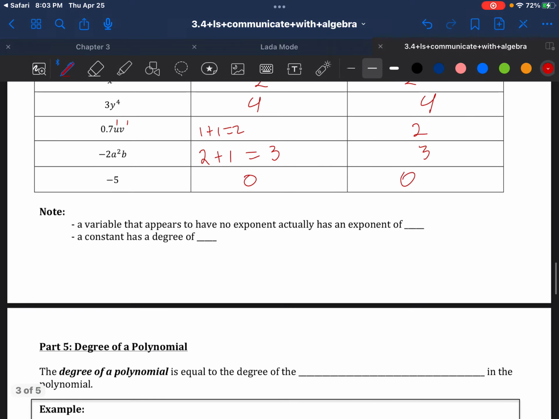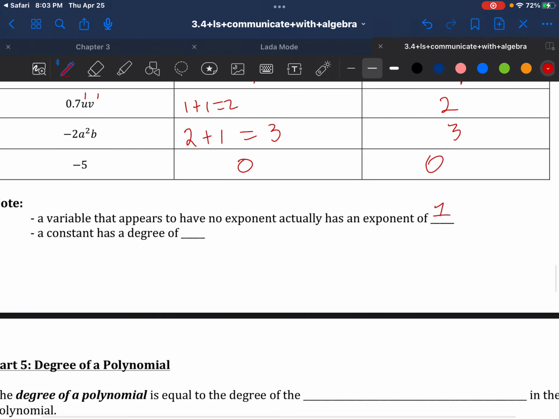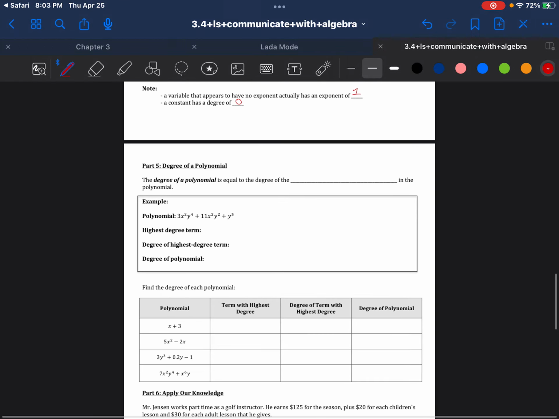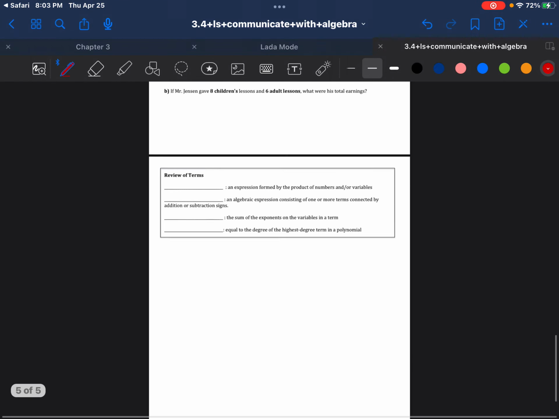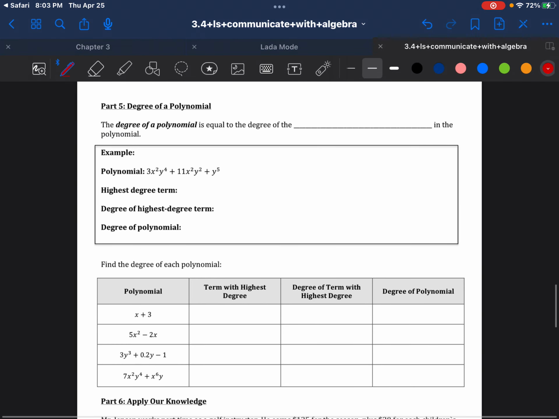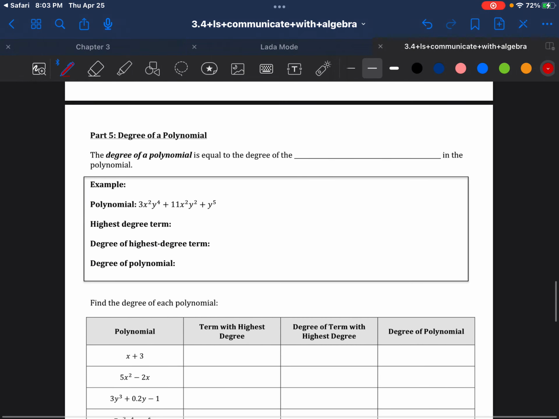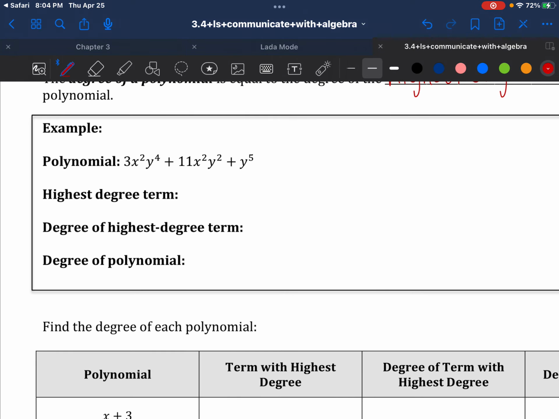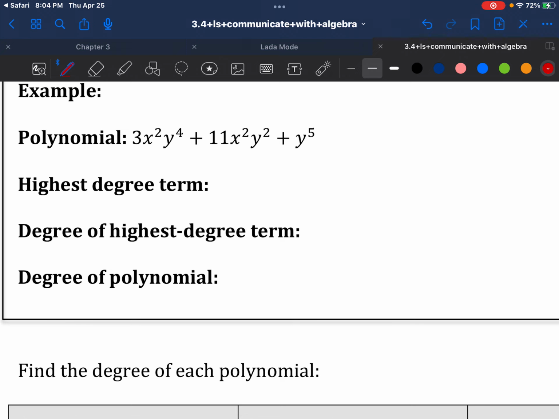Okay. Let's note: a variable that appears to have no exponent actually has an exponent of 1. A constant has degree 0. That makes sense. Okay. Now part 5, degree of a polynomial. The degree of a polynomial is equal to the degree of the highest degree term in the polynomial.